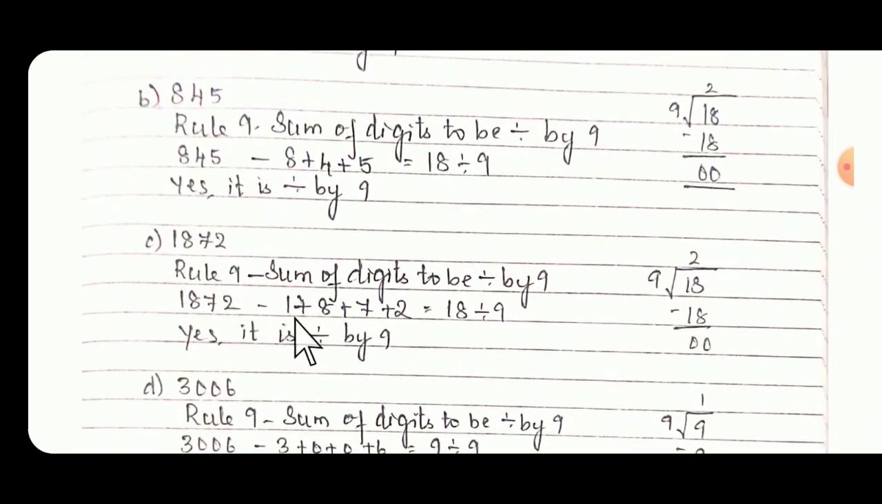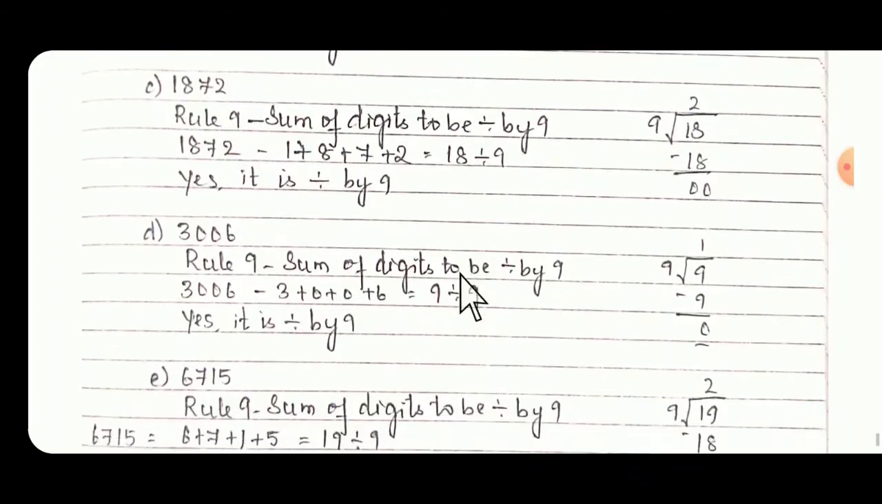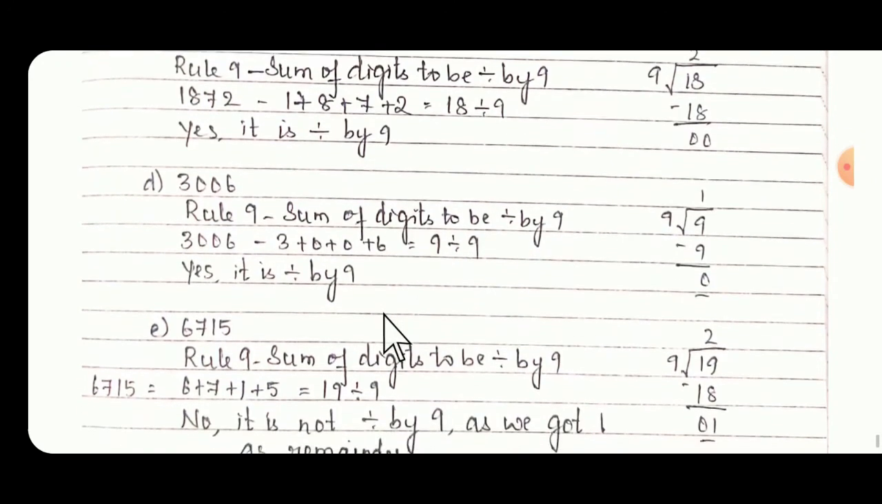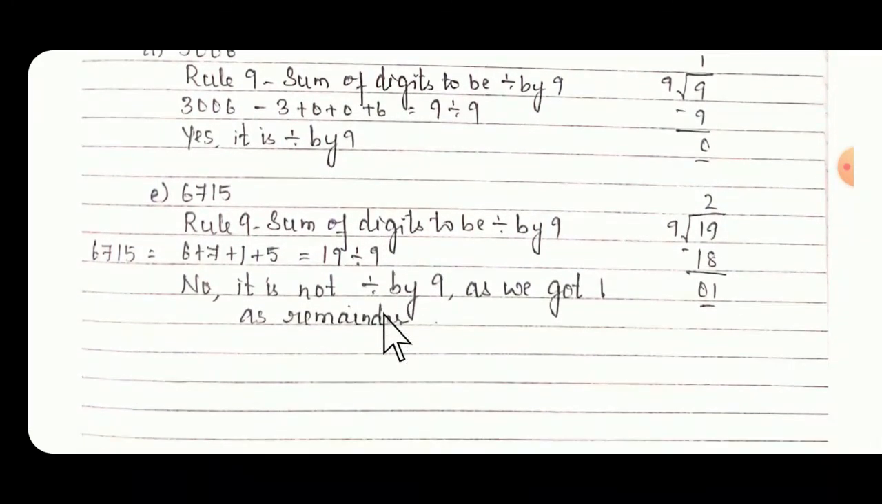1872. If you split and add, 1 and 8, 9. 9 and 7, 16. Plus 2, it is 18. Again it is yes because we have remainder as 0. Then 3006. If you split and add, you will get 9, and divided by 9 it is 1. Yes, again it is divisible. Question E, 6715. Split it and add, you will be getting 19. If you divide and see, you will get a remainder. That means that number is not divisible by 9.